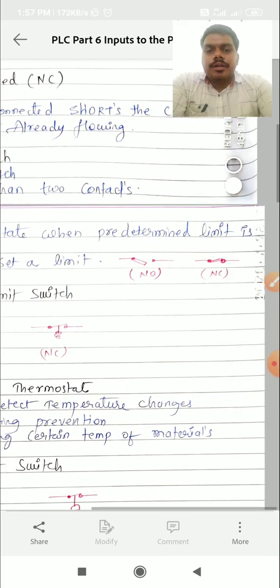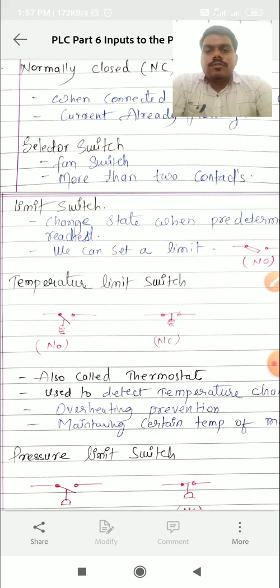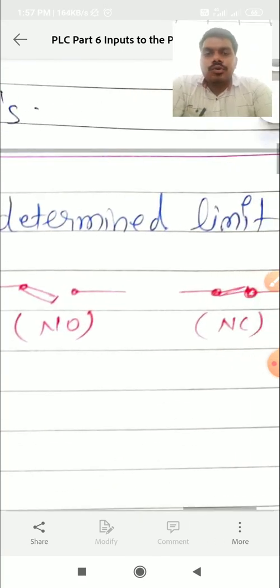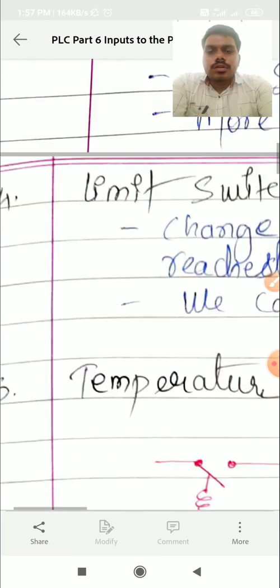A limit switch changes state when a predetermined limit is reached. If I'm considering a water tank, or a container containing milk or a petrol product, and I set a limit there, then after that limit it will change state. If the limit switch is in open condition, then after the temperature in the container changes, it will automatically get closed, or vice versa. It is also of two types, denoted by NO and NC. NC is normally closed.